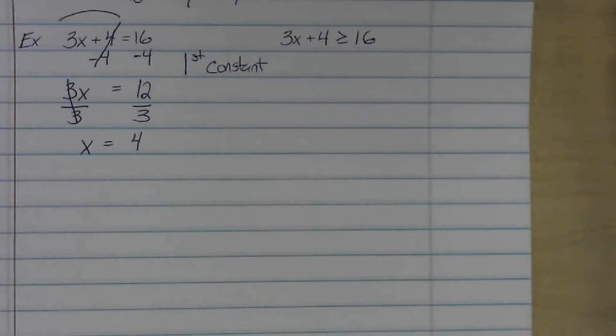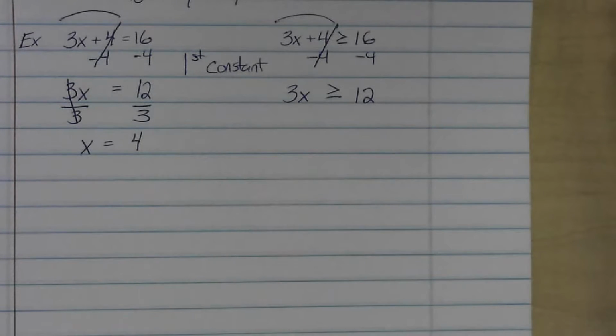Now in my inequality on the right-hand side of the paper, again, I look at the side with the variable first, that's the left. I take care of the constant, plus 4, by subtracting 4 on both sides of the inequality. On the left-hand side, the 4's cancel, leaving 3x. And on the right-hand side, 16 minus 4 is 12. Now, since I did not multiply or divide by a negative number there, all I did was subtract 4, that inequality symbol stays the same.